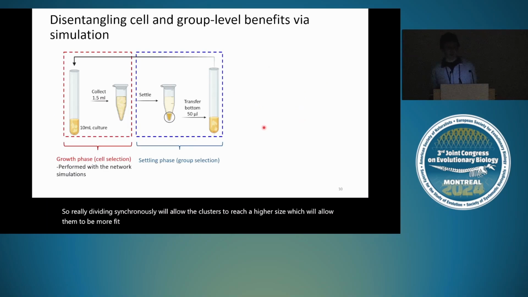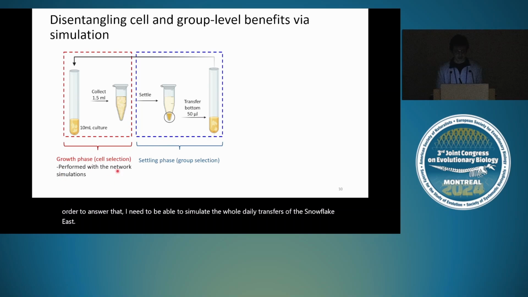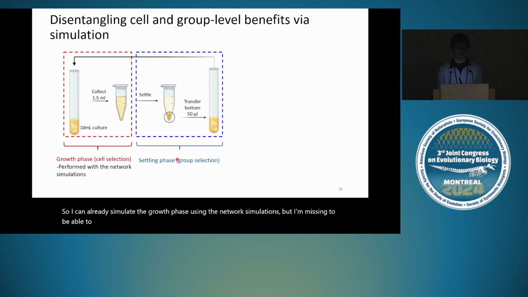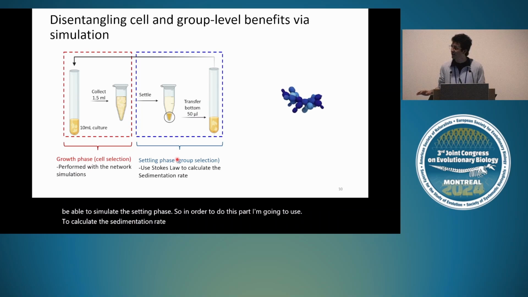So right now I have just shown that there are benefits at the cell level and at the group level, but I haven't answered what is the selective benefit for each of them. In order to answer that, I need to be able to simulate the whole daily transfers of the snowflake yeast. I can already simulate the growth phase using the network simulations, but I'm missing the settling phase. For this part, I'm going to use Stokes' law to calculate the sedimentation rate of the snowflake yeast.